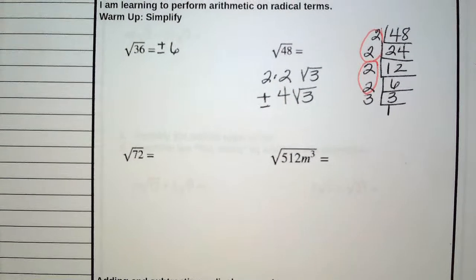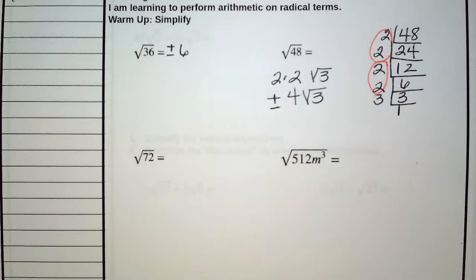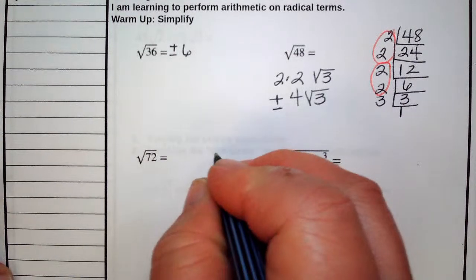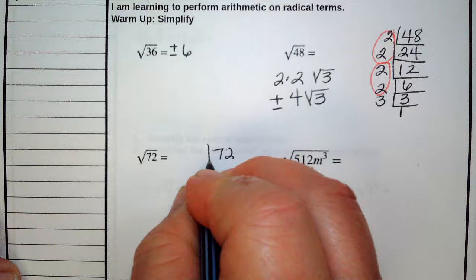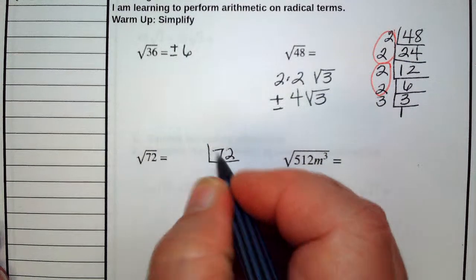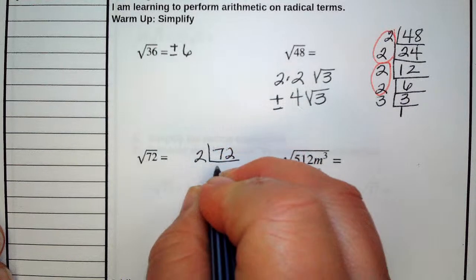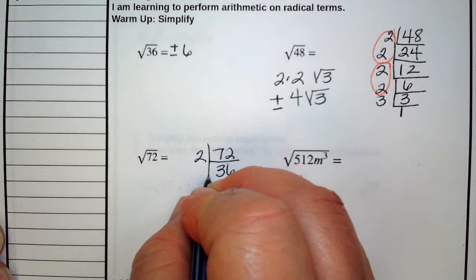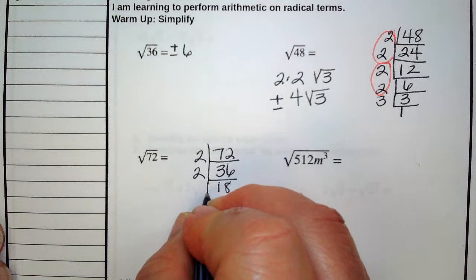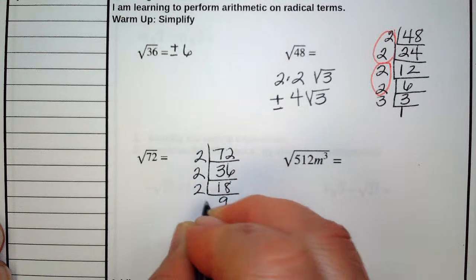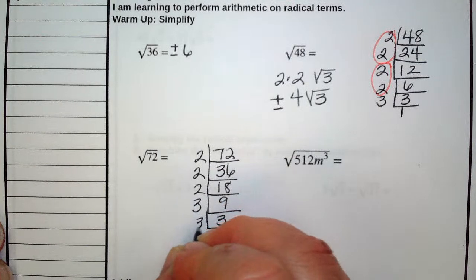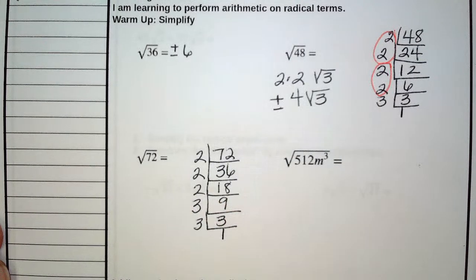If you were still struggling, see if you can pause the video and do the square root of 72 on your own. If not, if all you're doing is checking, let's do that ladder division and see what we get. So 72 is divisible by 2, I get 36. 36 is divisible by 2, I get 18. 18 is divisible by 2, I get 9. 9 is divisible by 3, I get 3. 3 is prime. When I get to 1, I am done.